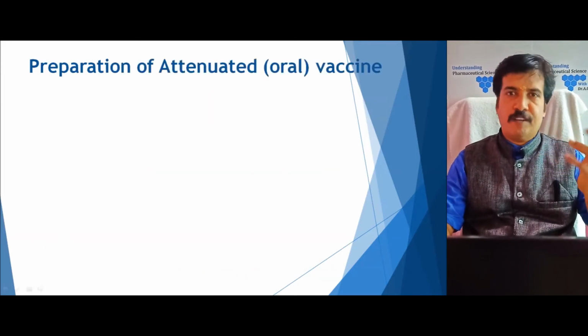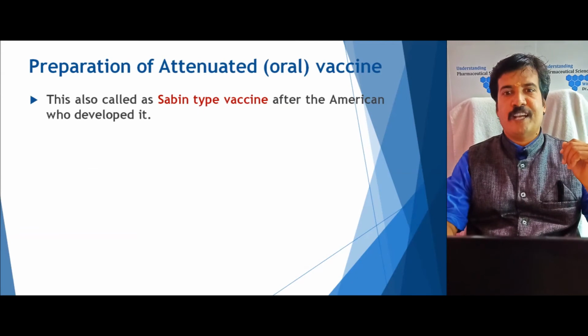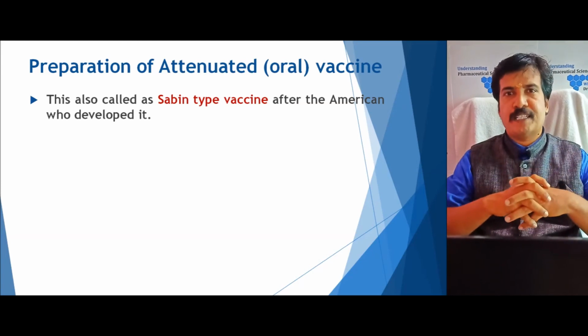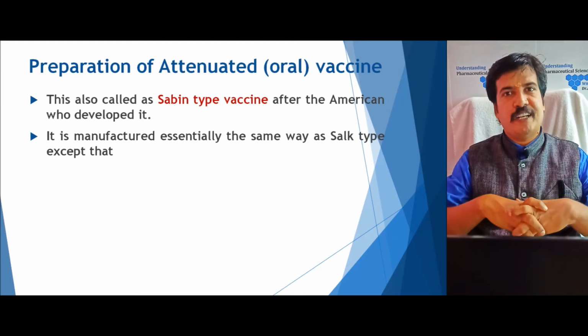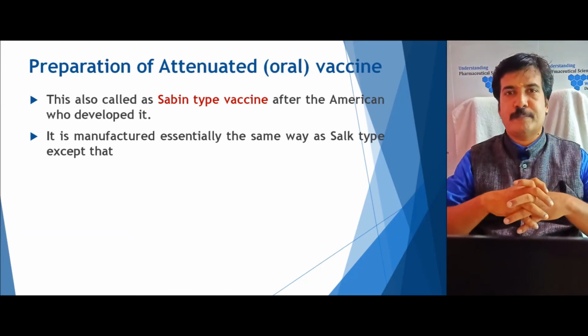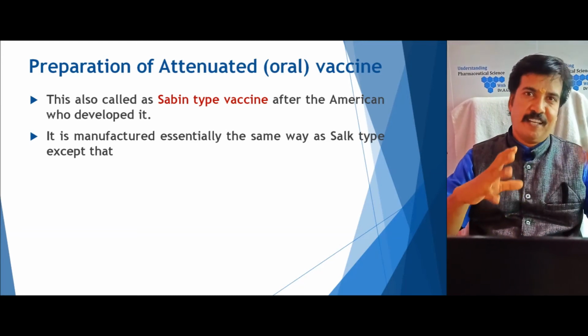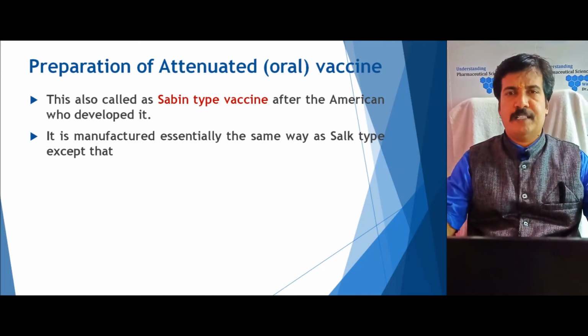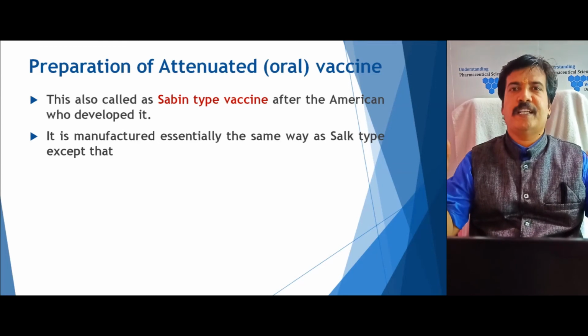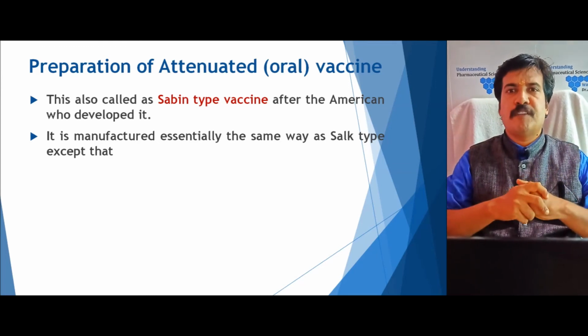So how are we preparing this attenuated oral vaccine? Since I already told you, it is also called the Sabin type vaccine, because of Albert Sabin, the person who developed it. So what we will do is cultivate in the same manner through the rhesus monkey kidney cells, as we have done in the Salk type also. It is produced in a similar manner, that is, inoculate the virus and grow it in the kidney cell until we get the proper amount.